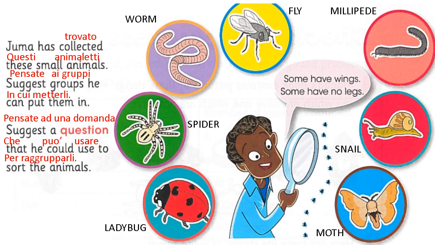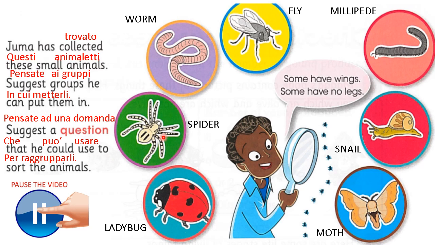Now, once again, pause the video, look at the animals and the names, decide how many groups you want to make, decide the rule for each group. Then you have to think of the question that you can ask to help you sort all of these animals.